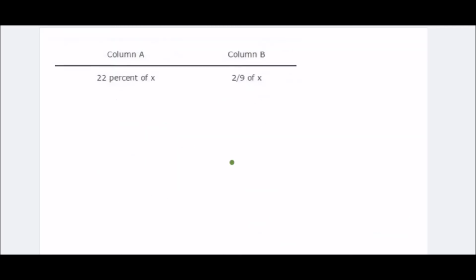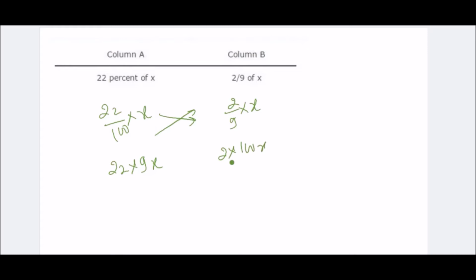Here is our next question. 22% of x and 2 by 9 of x. We can cross multiply to make it easy. 22 into 9x and 2 into 100x, that will become 22 into 9 will be 198x and this will become 200x. By saying this we can conclude that quantity B is greater, right?